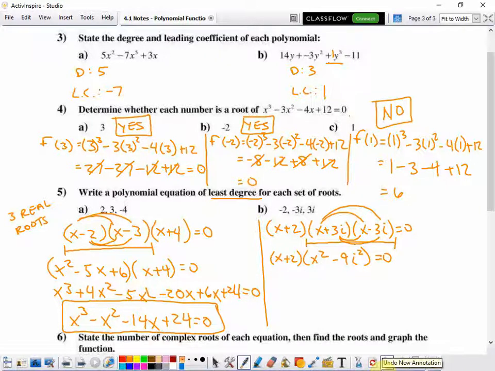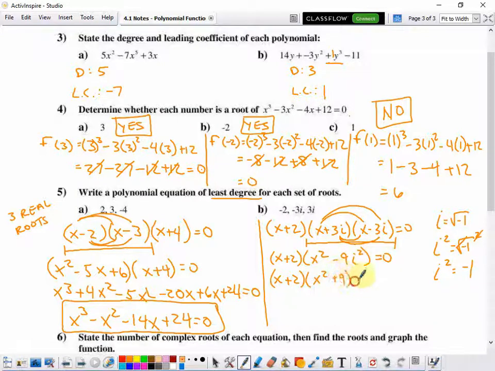Now let's simplify this i squared. So i is the square root of negative 1. Which means i squared is the square root of negative 1 squared, which cancels out that radical. So i squared is negative 1. So what this really means is negative 9 times negative 1. So I'm going to change that to x plus 2 times x squared, and then negative 9 times negative 1 is plus 9.